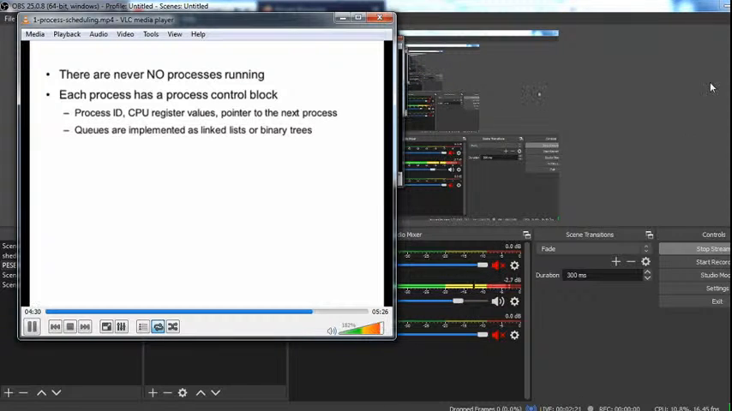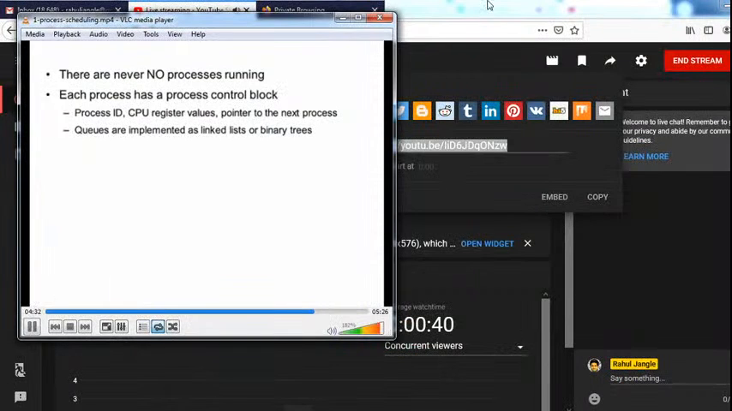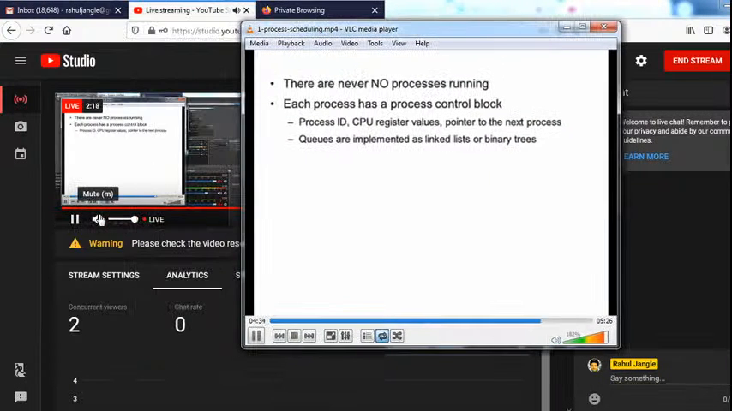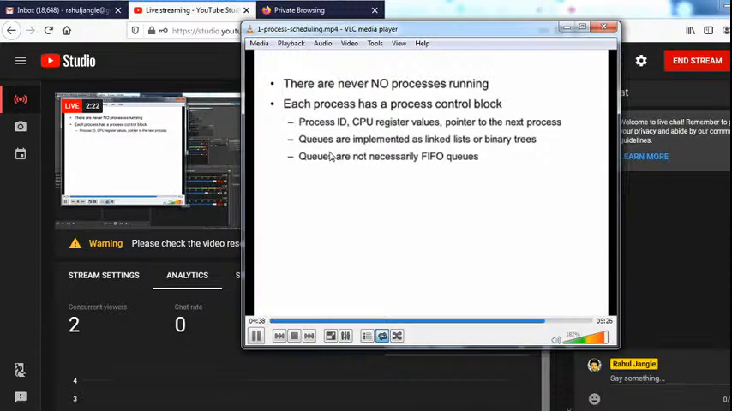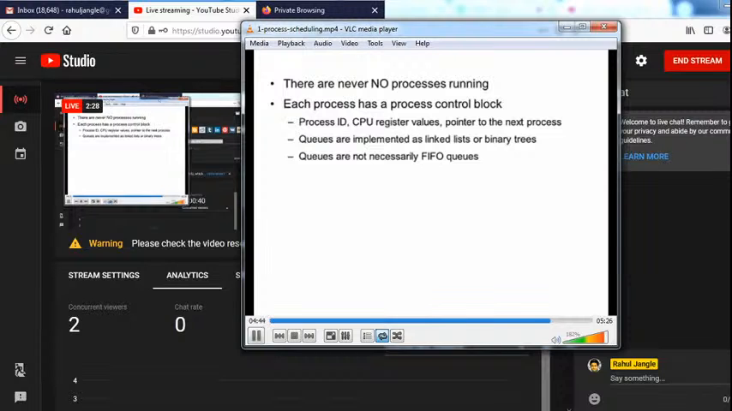This means that queues can be implemented as linked lists or as binary trees. In fact, these aren't first-in, first-out queues. They are usually priority queues, in which case the highest priority item is dequeued first.